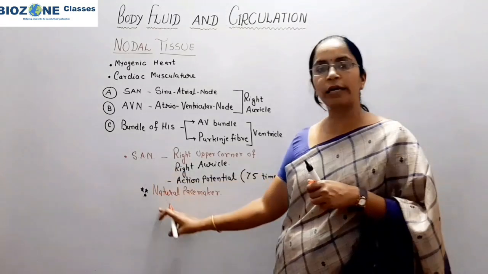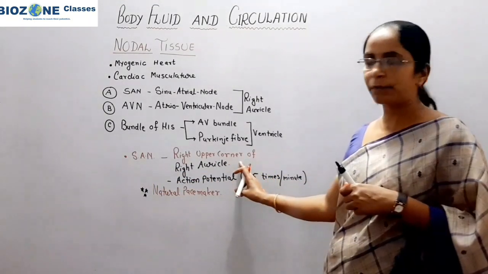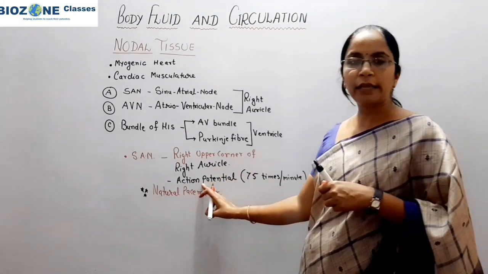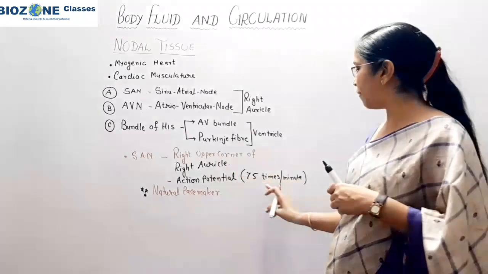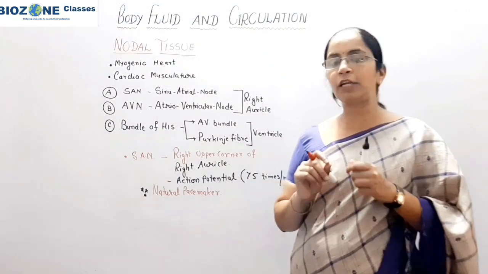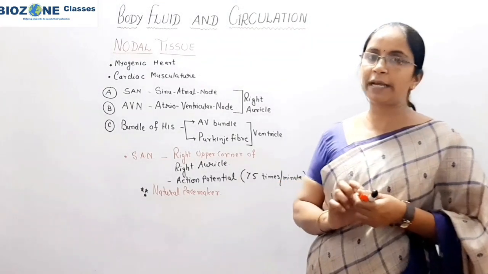So this is all for the SAN or sinoatrial node, that is, it is present in the right upper corner of the right auricle or right atrium. It generates the action potential generally 75 times per minute, but on an average it generates 72 times. And secondly, SA node is also called the natural pacemaker.